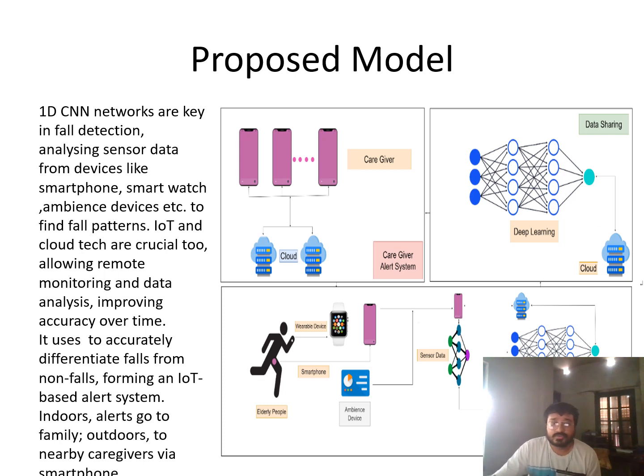Here, as we can see in this picture, the person wears a smartwatch, and in their pocket they have a smartphone. Nowadays, smartphones and smartwatches come with embedded sensors like accelerometer, gyroscope, and magnetometer, from which we can extract features like angular velocity, etc., to distinguish fall and not-fall scenarios.